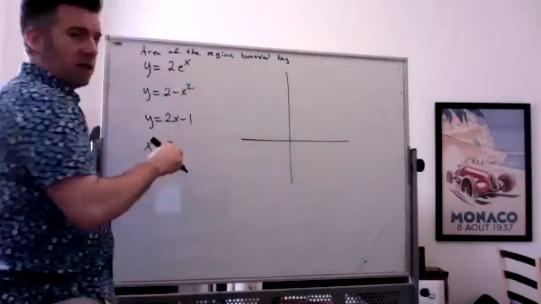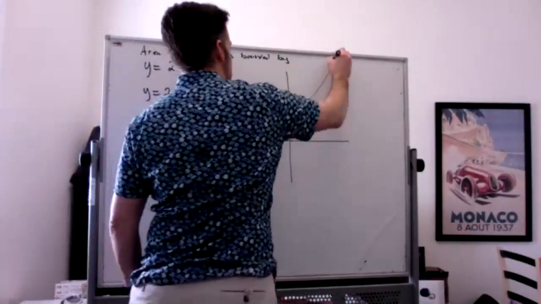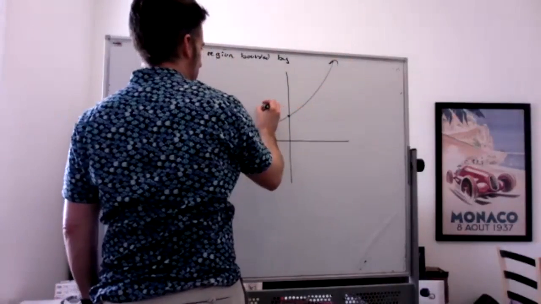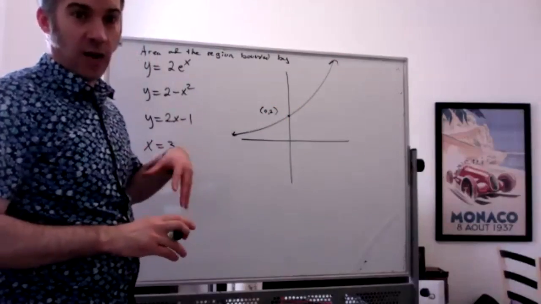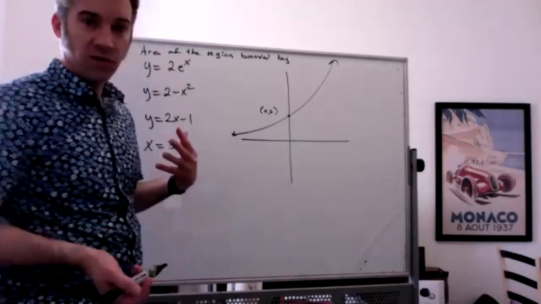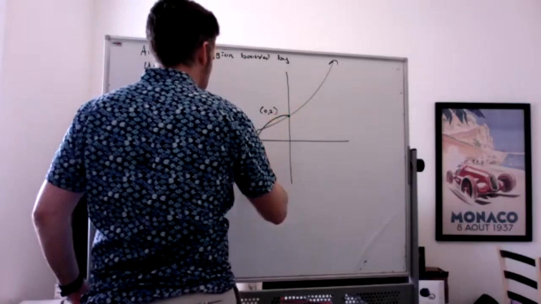I know that 2e to the x does like that. And it's got an intercept at (0, 2). 2 minus x squared is a downward opening parabola. It also goes through the point (0, 2). So it probably looks something like this.